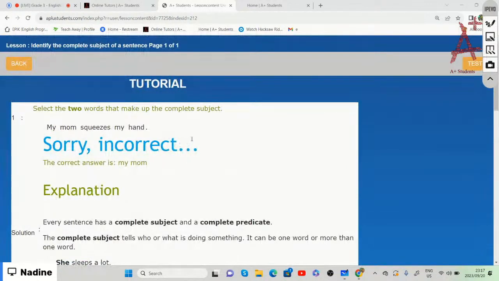So we're now going to select the two words that make up the complete subject. My mom squeezes my hand. We need to select the subject within that sentence. My mom squeezes my hand.